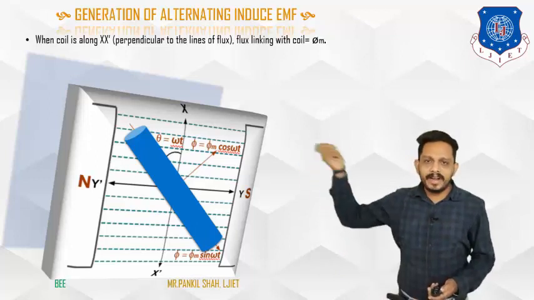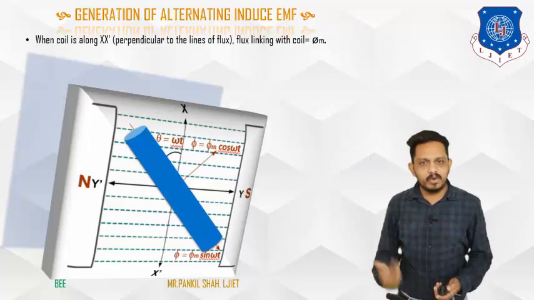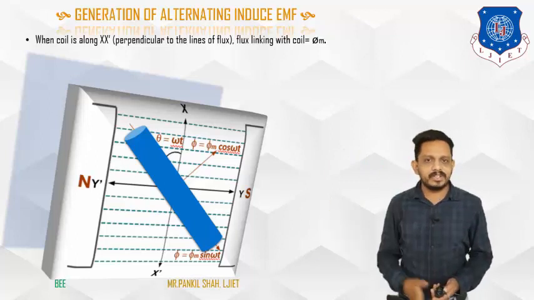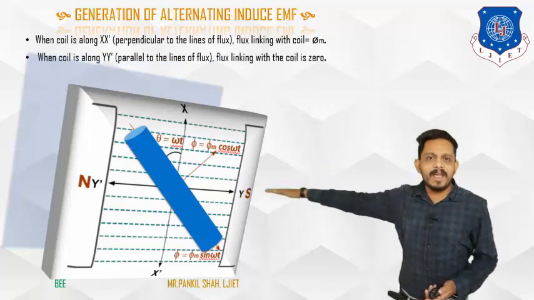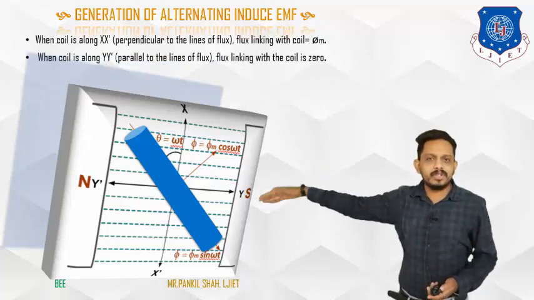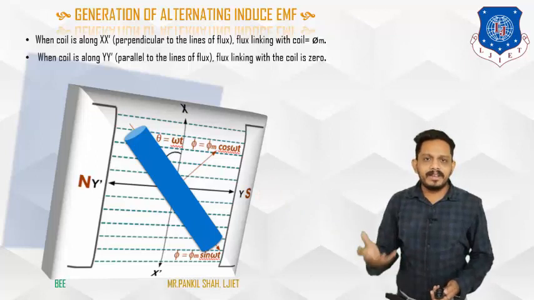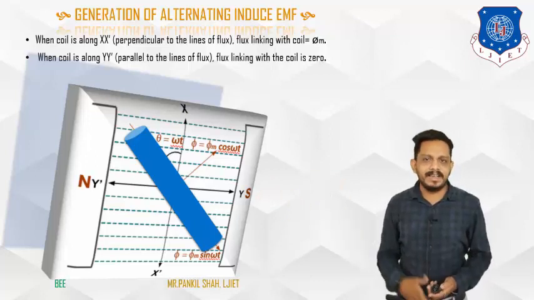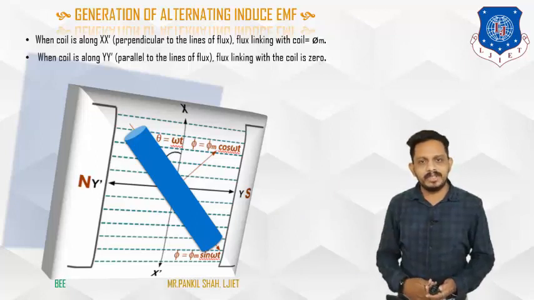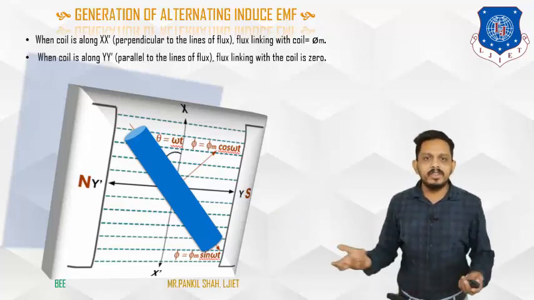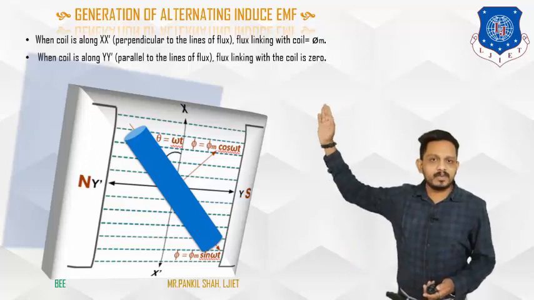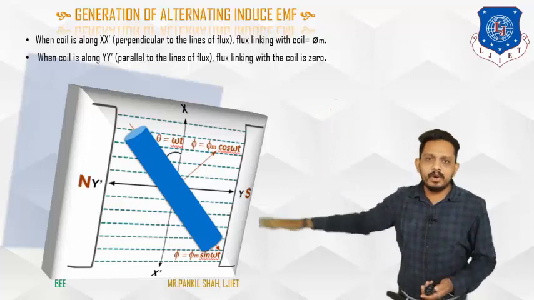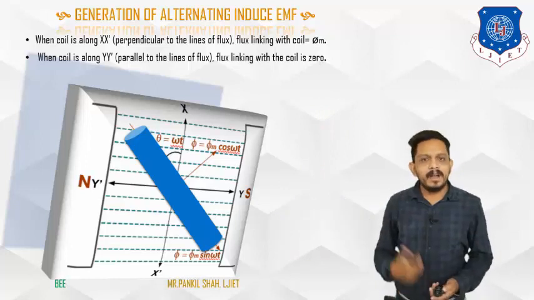Now let's rotate this coil with angular velocity omega in the anti-clockwise direction by 90 degrees. If we place this coil at the y dash axis, at this position our coil is parallel to the magnetic field lines, or magnetic flux. So there will be negligible flux linking with this coil, or you can say there is no flux linking with this coil. So at this position maximum flux was linking, at this position zero flux is linking with the coil.